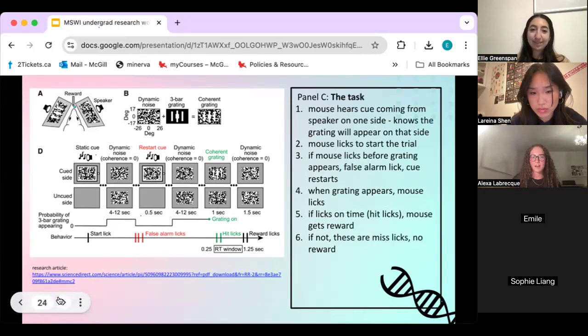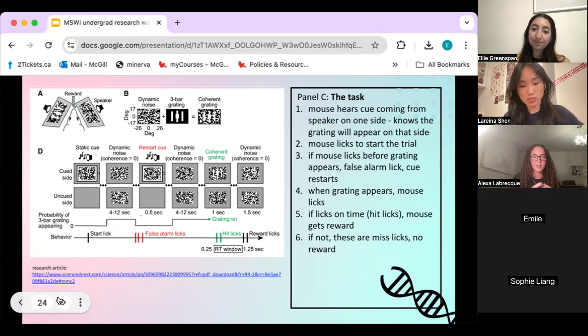So basically, the task starts when the mouse hears a static cue. It's a noise coming from one screen, the screen that's going to have the grading appear. That tells the mice to start paying attention to that specific side. The mice get trained to know that they need to lick the spout in front of them to start the task. And if they lick in the time period between the start lick and the grading appearance, that's called a false alarm lick, and they need to restart the cue and restart the trial.